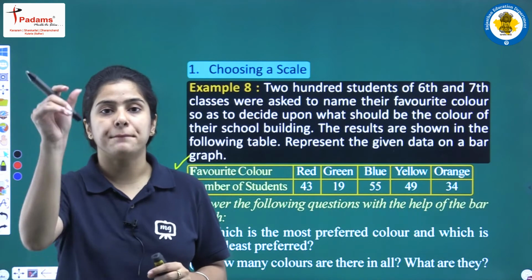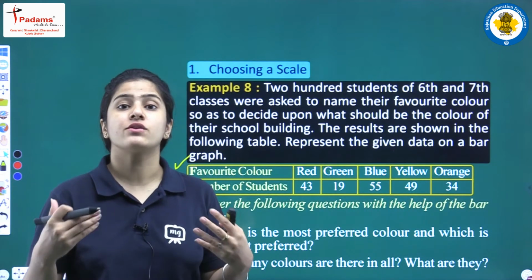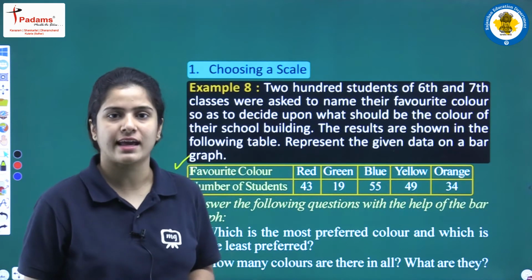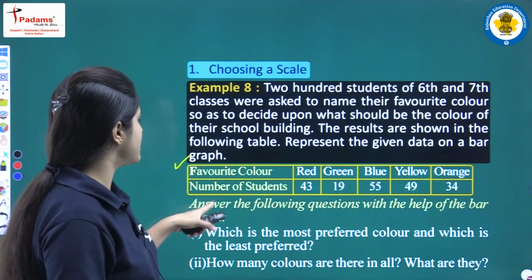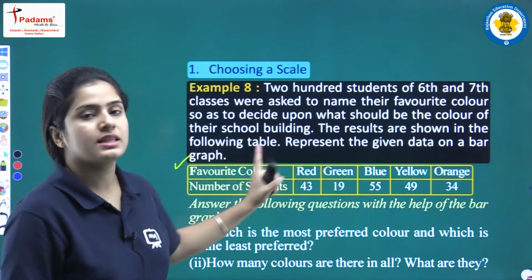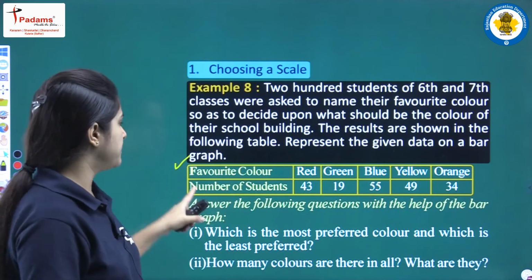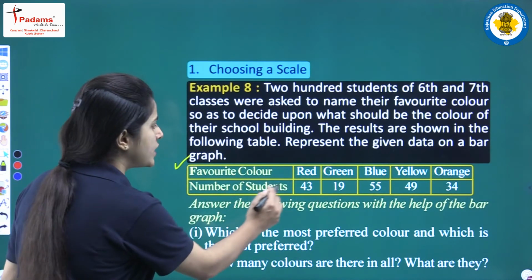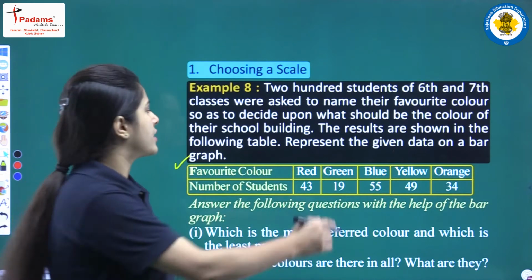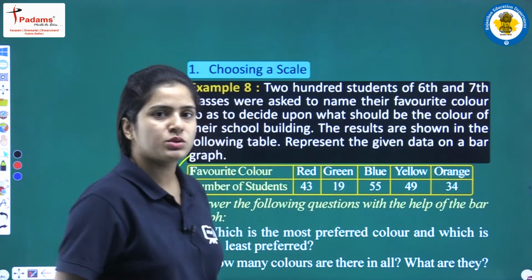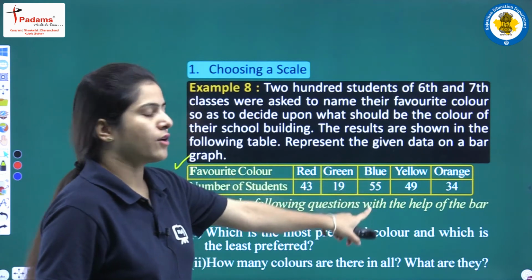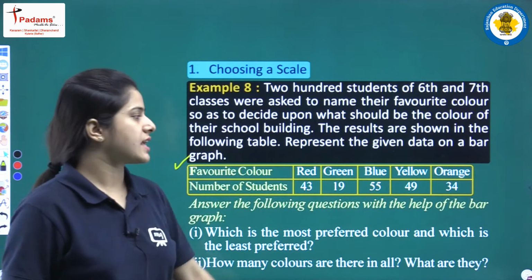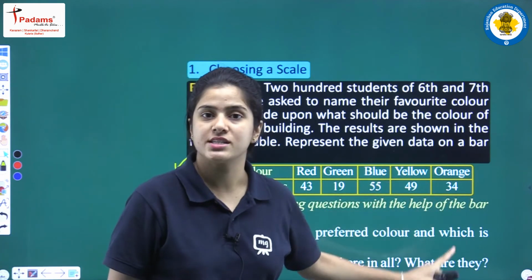Alright students, a bar is something that shows a rectangle, rectangular areas. So we have to represent this data on a bar graph. Red is the favorite color of 43 students. Green is the favorite color of 19 students. Similarly, blue is the favorite color of 55 students. Yellow is the favorite color of 49 students, and orange is the favorite color of 34 students.